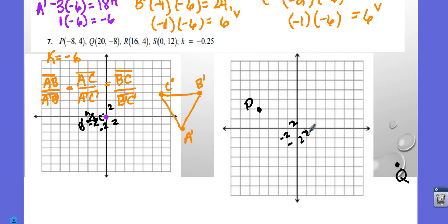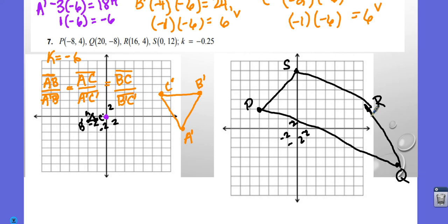This is 16 and 4. 1, 2, 3, 4, 5, 6, 7, 8. 1, 2. That's R. And then we need to get S, 0 and 6. So 1, 2, 3, 4, 5, 6. And this is S. And this is some type of quadrilateral. It's almost like a trapezoid. It could be a trapezoid. Not exactly sure, but connect the dots the best way you can. And mine is a little off, but okay, we'll work with it.